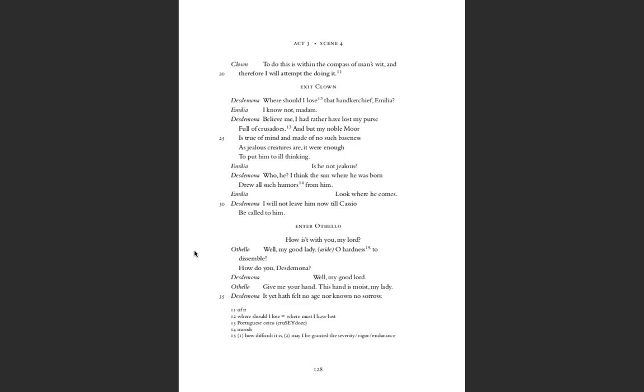So we see them in Act 3, Scene 4. Othello enters and says, well, my good lady, and then he has an aside to the audience where he says, oh, hardness to dissemble. And what this means is, oh, how difficult it is to get to the bottom of this, to understand this, to really see into who Desdemona is. Because now he's suspicious of her. And one of the ironies that the audience is aware of at this point is that there is nothing to dissemble. There's nothing to know.